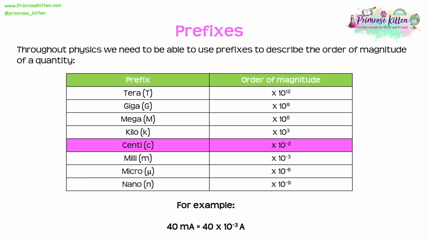So an example of how we might use this in practice is if we're told that we have 40 milliamps, for example, but we need to calculate something using that value, we will need to rewrite it in just amps. So in place of the M for milli, we write times 10 to the minus 3. So 40 milliamps is equal to 40 times 10 to the minus 3 amps. Please do make sure that you get these memorized.